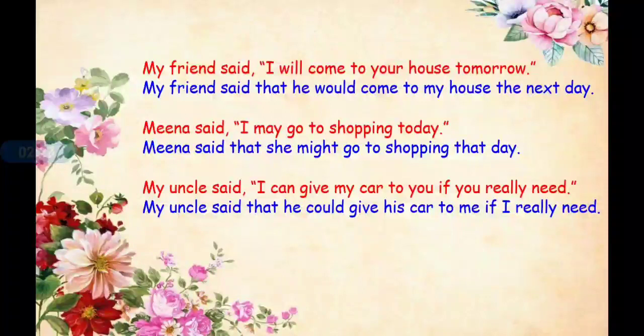Today becomes that day. My uncle said, I can give my car to you if you really need. Said is the reporting verb here. My uncle said that he could give his car to me if I really need. I becomes he because this I belongs to my uncle. And can becomes could. And whose car it is? My uncle's car. So he could give his car to whom? To me. Give his car to me if I really need. You becomes I because he is speaking to me.